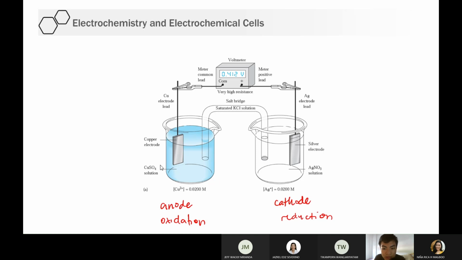When the oxidation process happens, your particles or your atoms become more positively charged. For example, we have copper metal here. When it is oxidized, it turns into Cu2+, and during the process, it produces two electrons. I assume by this time you know how to balance redox reactions.